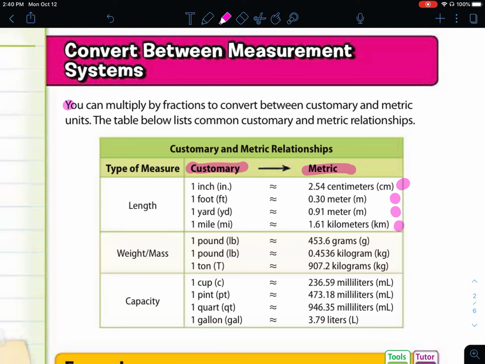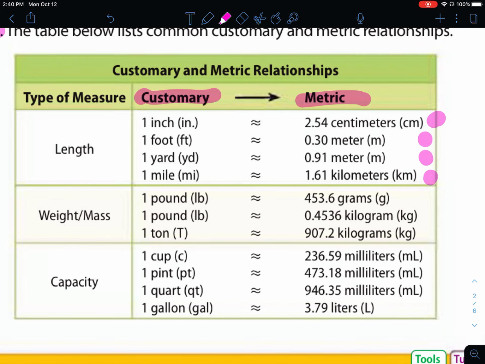So in this concept, you can multiply by fractions to convert between customary and metric units. This table tells us the relationship between a customary unit and a metric unit. For example, 1 inch is equal to 2.54 centimeters. 1 foot equals 0.3 of a meter. 1 yard equals 0.91 of a meter. And 1 mile equals 1.161 kilometers. That's for length.